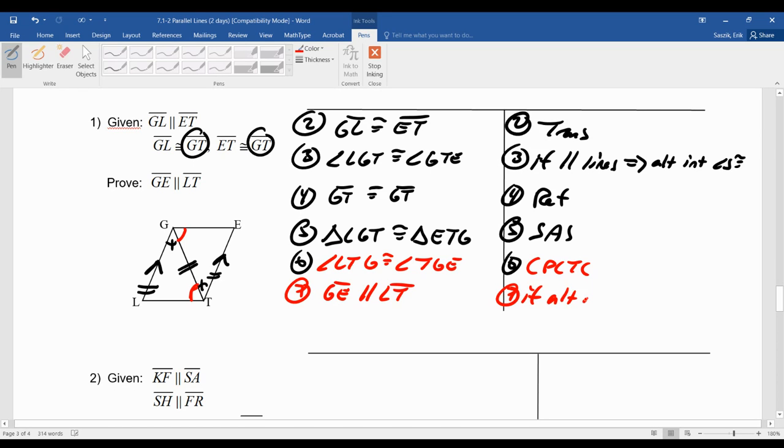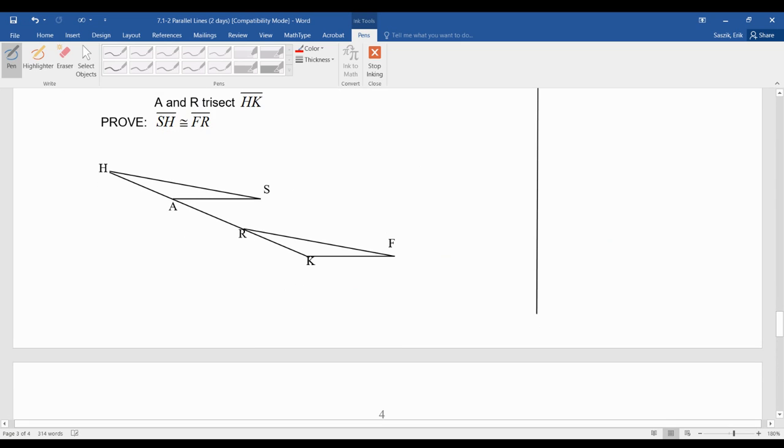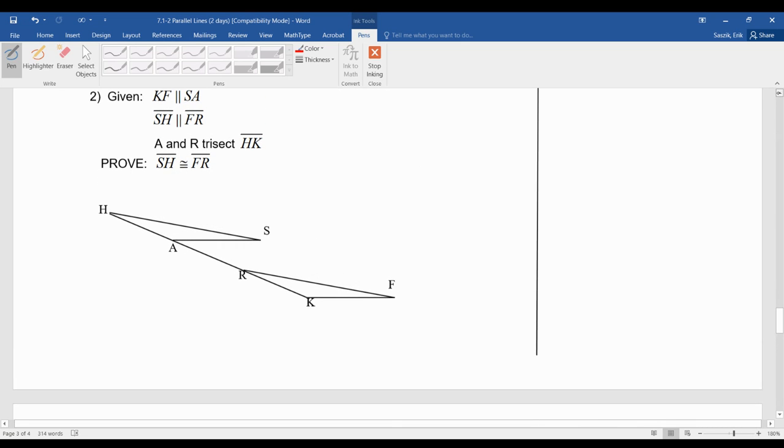if alternate interior angles congruent. So look, what we did here is we used alternate interior angles in both directions. We got alternate interior angles congruent from parallel lines, and then we used a different set of alternate interior angles congruent to get parallel lines. You'll see that that's a somewhat common thing.